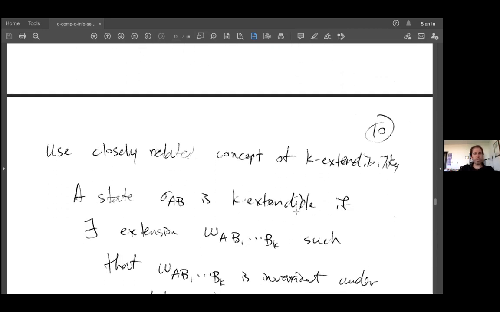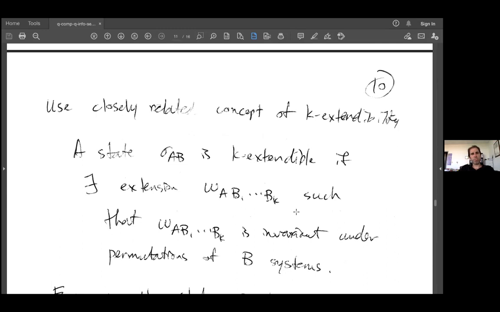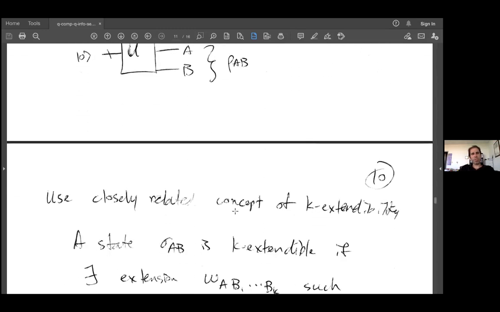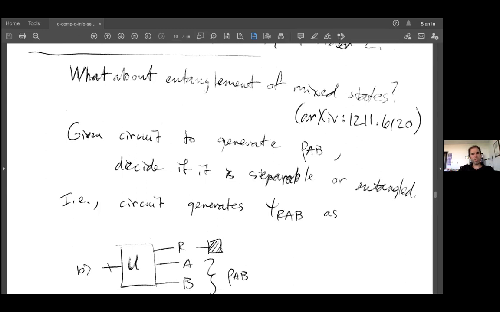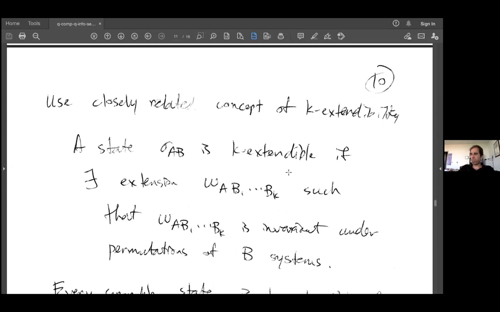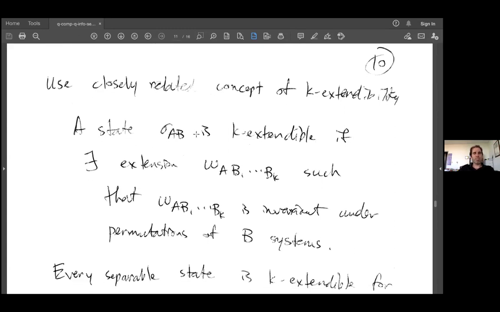Okay. And we're going to use a concept that's very closely linked to separability, and it's called K extendability. So I have to take a minute to review this concept, but I'm going to do it quickly. So a state is said to be K extendable if there exists an extension state omega where these B1 through BK systems are isomorphic to the B system, such that, by extension, I mean when you trace over B2 through BK of omega, you get back sigma.